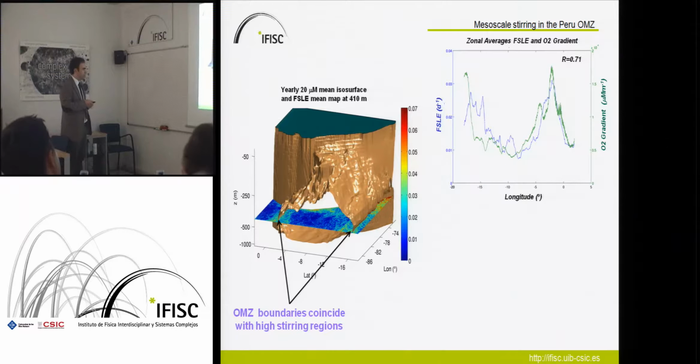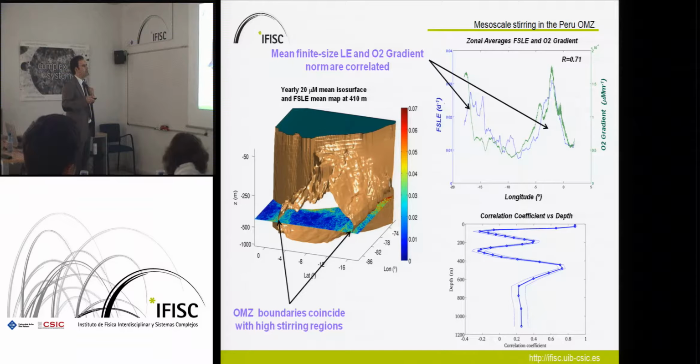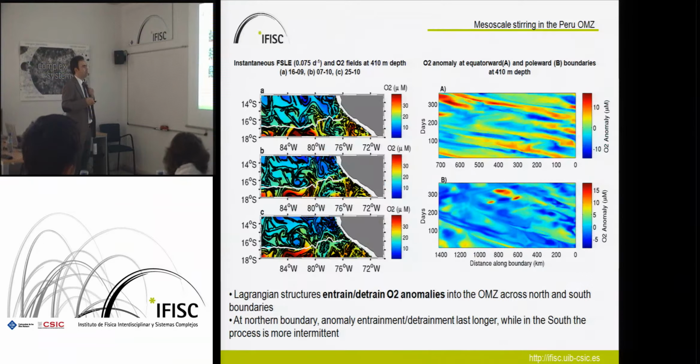So this was a very inspiring finding. We tried to corroborate it, and especially we computed the zonal averages of the FSLE and the O2 gradient, and we see that they are fairly well correlated in a range of depths between 300 and 600 meters, and we obtained a correlation coefficient of 0.71. But we've also found that although there is a good correlation at these depths, the good correlation does not occur across all depths. So only in these depths could we find a good correlation.